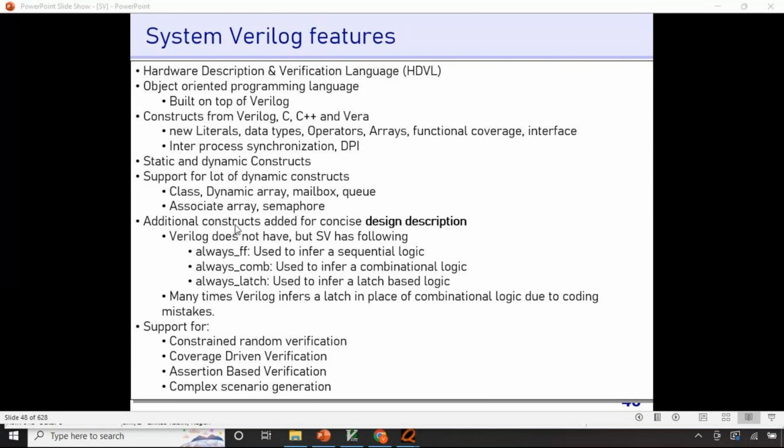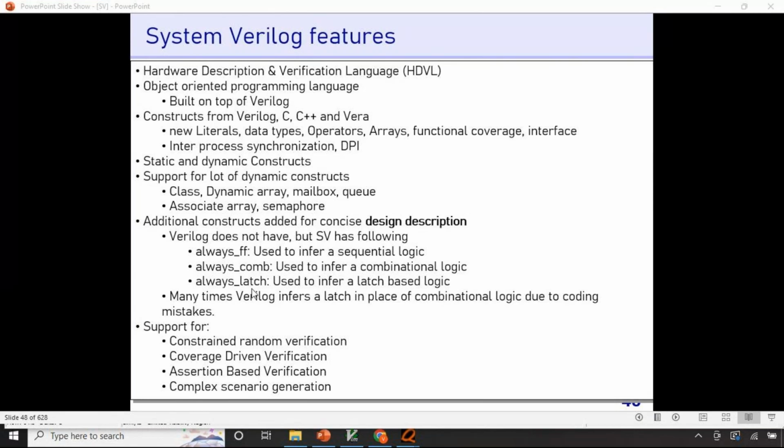Next, it has additional constructs added for design description. Let's say in Verilog we only have always. In SystemVerilog we have always_ff. FF stands for flip-flop. It is used to implement sequential logic. If you know that you want to develop a sequential logic, you won't write always, you'll write always_ff. You are telling the tool that my intention is a flip-flop only here, sequential logic. Next, always_comb.